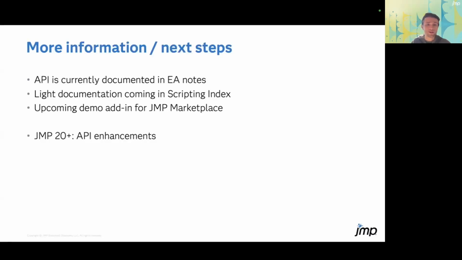So the API that I've shown today is currently documented. It's in the EA notes. You can find it under the data access section. You'll want to make sure that you're getting the latest version, which depending might not be the current EA if there haven't been changes. We are adding some documentation that will be in the scripting index. It won't be able to provide the overview that, for example, is in the EA notes, but it will hopefully serve as a reference for individual functions in the API.